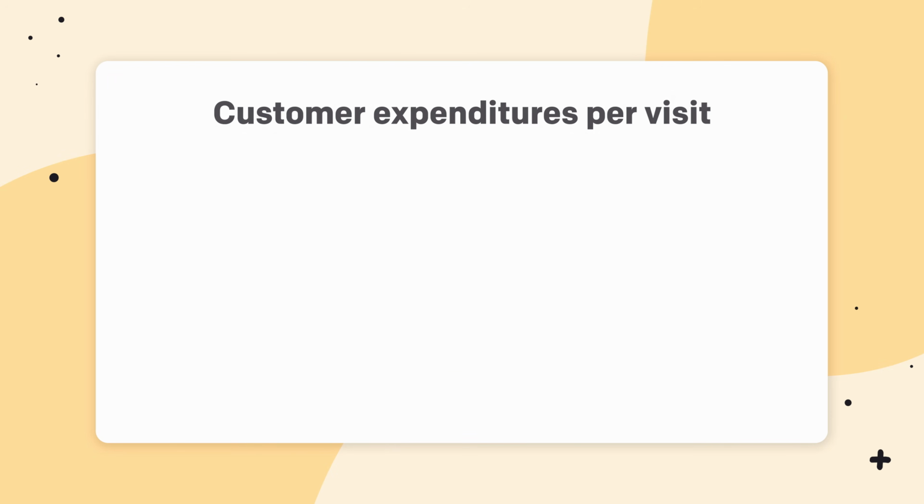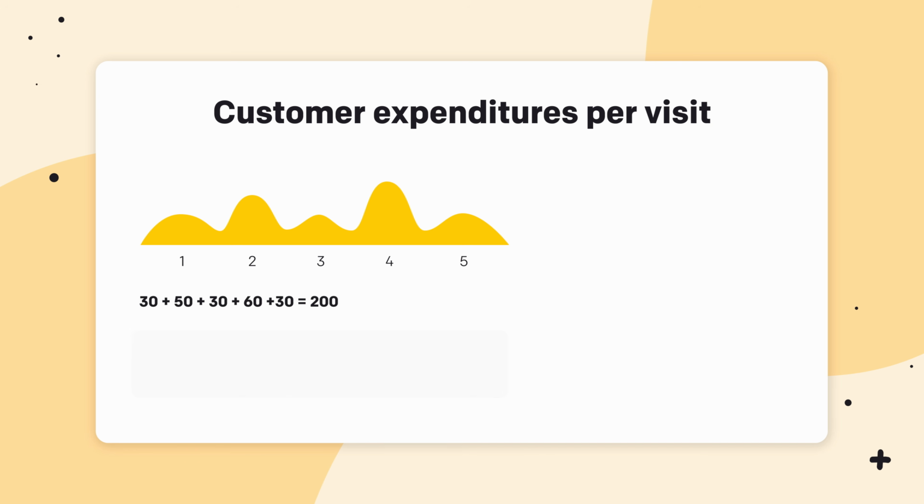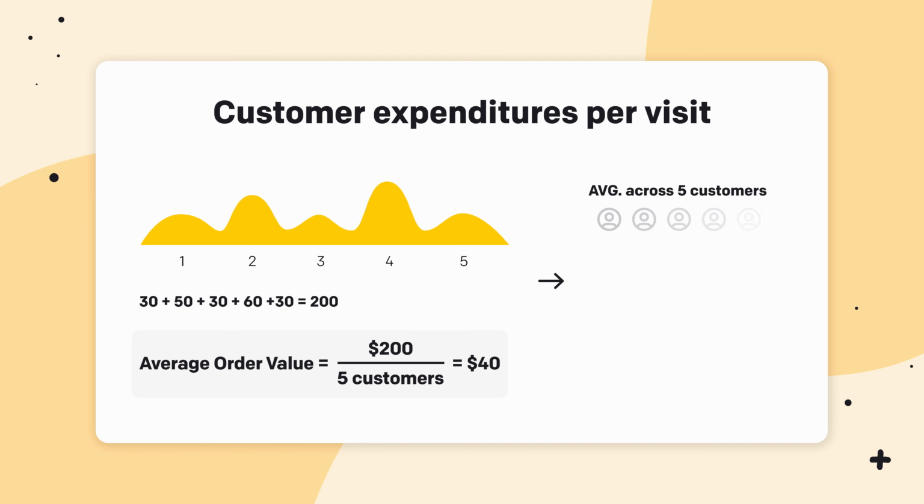Anyways, getting back to the average order value, meaning the value of the average sale. If you haven't been tracking this data all year long, then you can find the value of a month or 3 months. So, the first average represents the customer expenditure per visit across 5 exemplary customers. This is how much each customer spent per visit. If we add it all up, the result is $200. And if we divide it by 5 customers, it gives us an average order value of $40.